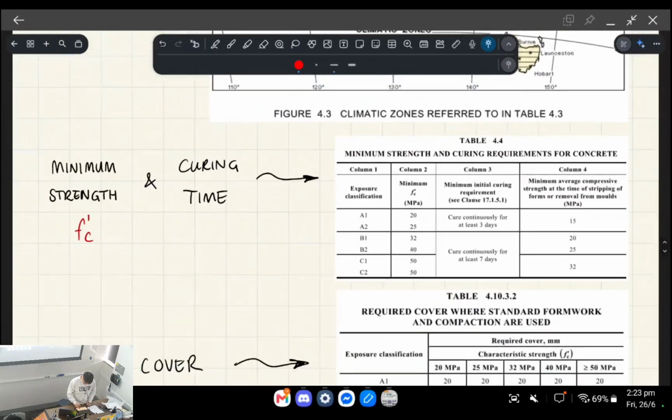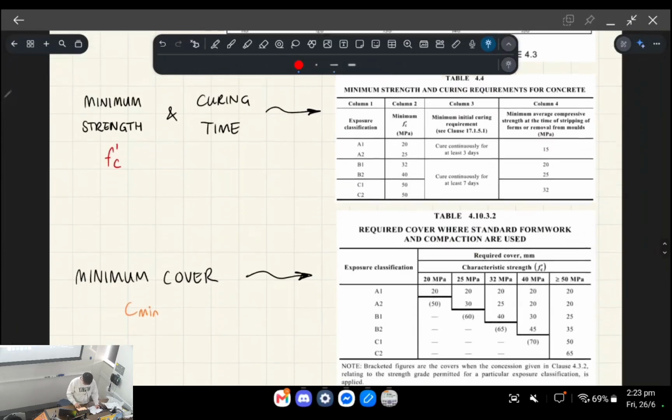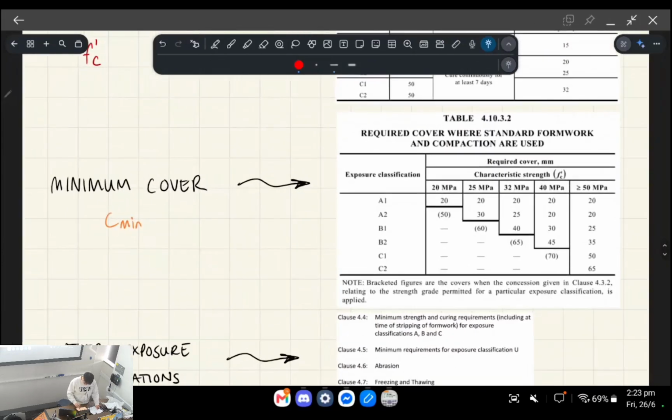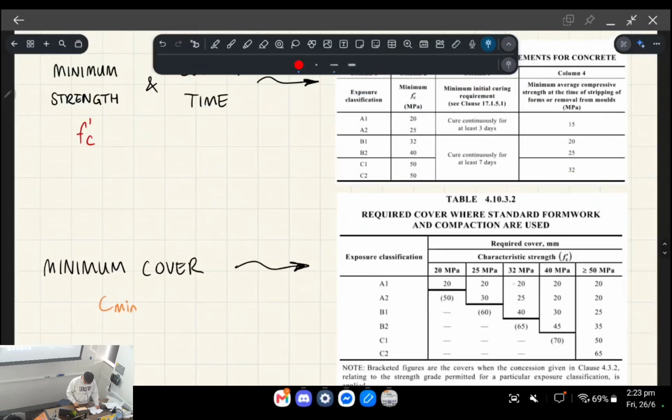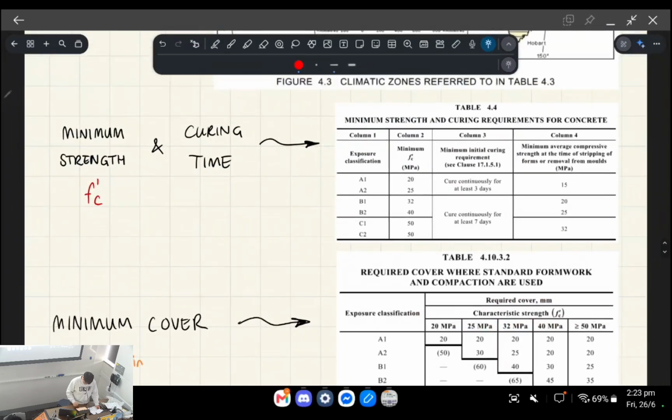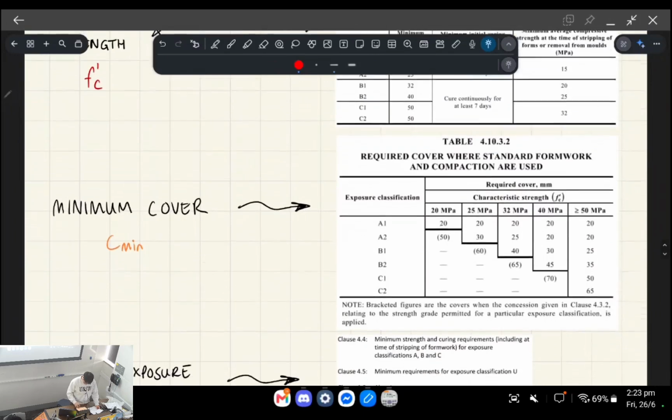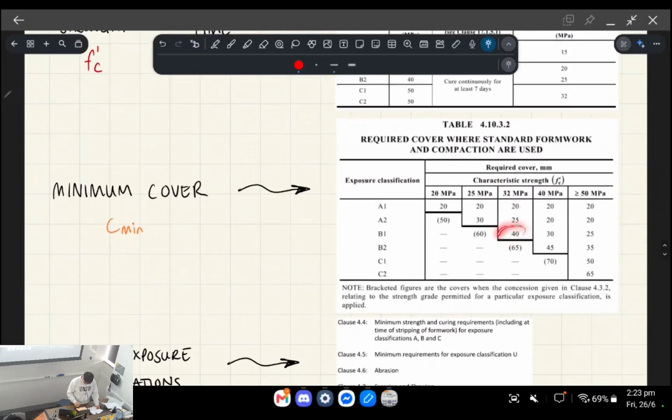Okay, there's this table, right? Table 4.4, and this is going to tell you, based on your exposure classification, the minimum strength that's required for your beam or whatever you're pouring, and its curing time, which isn't really a designer consideration so much as a buildability thing, okay? You've got table 4.10.3.2, which tells you the minimum cover. So you read the exposure classification and you go back to the required strength from the first table, and you match it up and it tells you what your required cover is, okay?